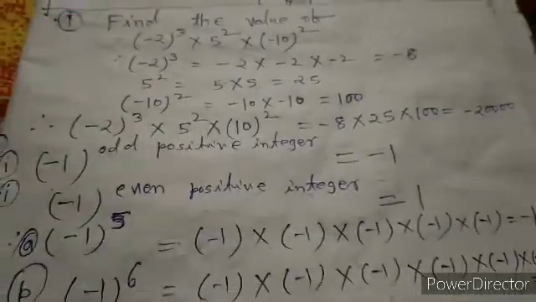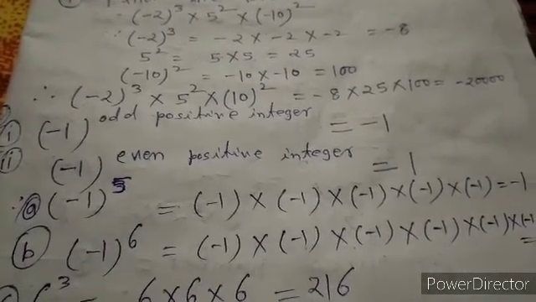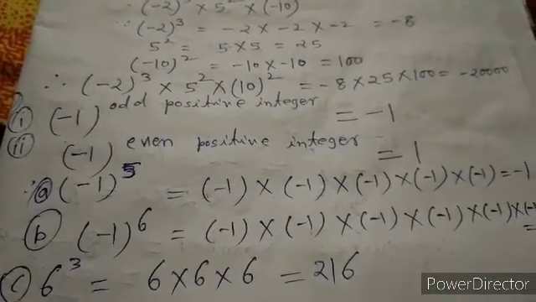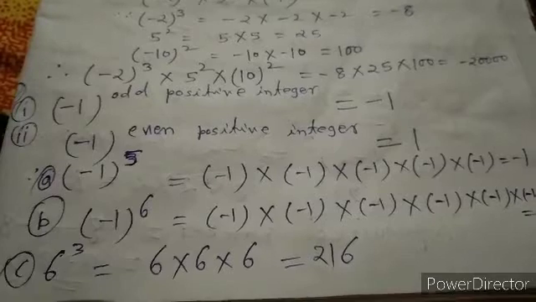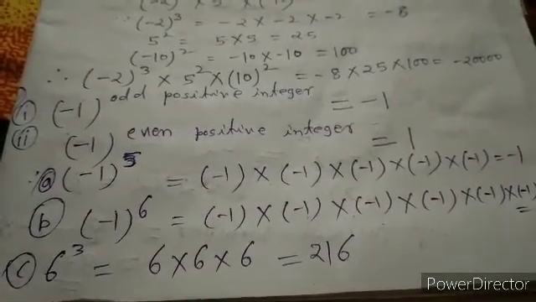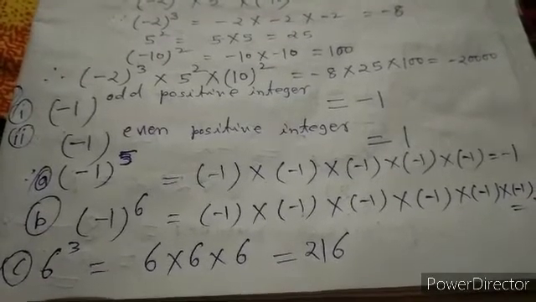Minus 1 to the power of an odd positive integer is equal to minus 1. That means whatever the odd positive integer on the base minus 1, its value will be equal to minus 1. Minus 1 to the power of an even positive integer, its value will be equal to plus 1.